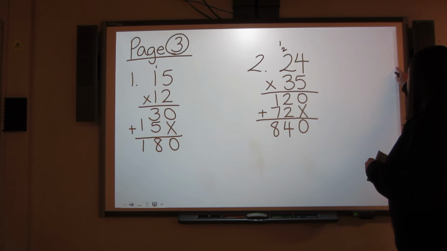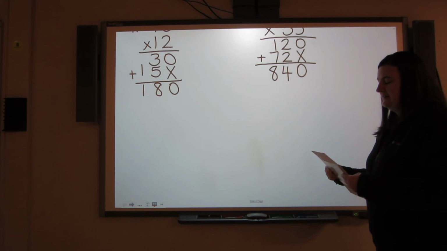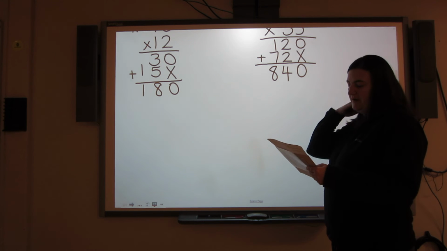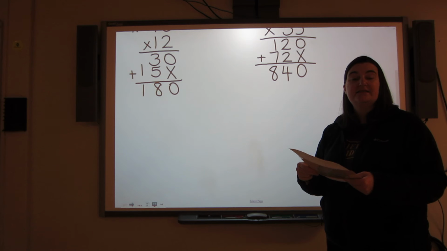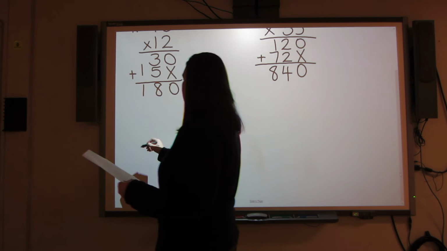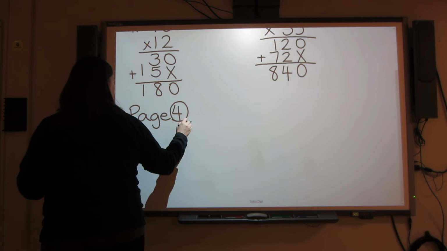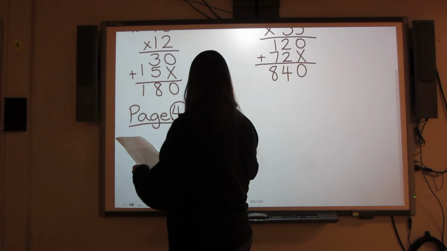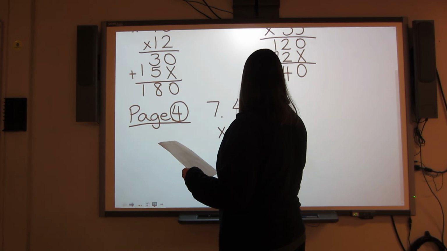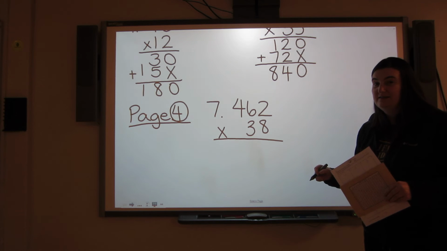Page number 4. If you take a look on page number 4, you'll see that these questions are exactly the same. You've got 2 numbers on the top and 2 numbers on the bottom. So we're going to move down to question 7 that has 3 numbers on the top and 2 numbers on the bottom. So on page 4, number 7, I have 462 times 38. Now, the process is the same.